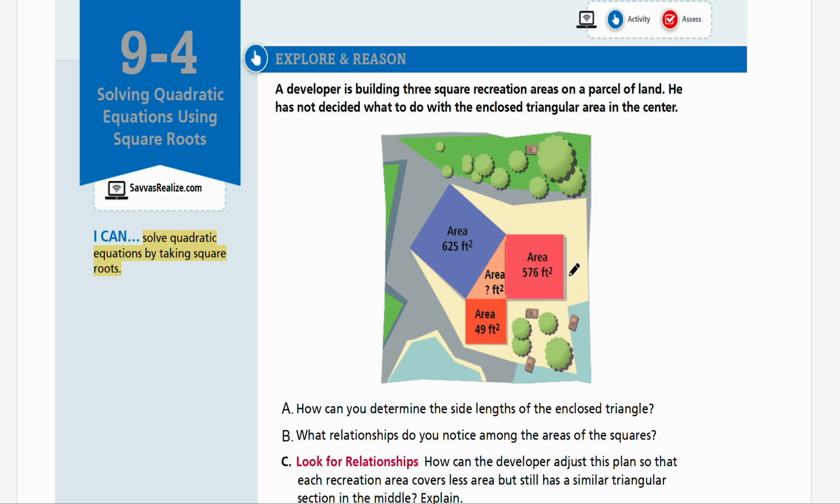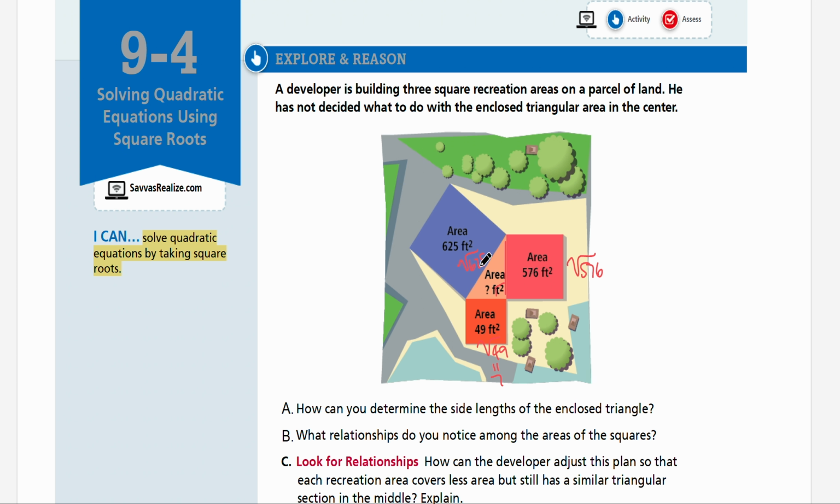So in order to find this one side, you can figure out this side by taking the square root of this squared area, right? So root 576 would be this side. And then this side, the hypotenuse of the right triangle, would be root 625. And this side would be root 49. So you already know root 49 would be 7.